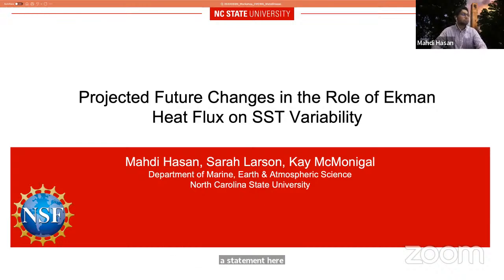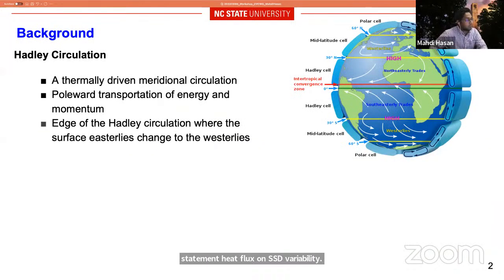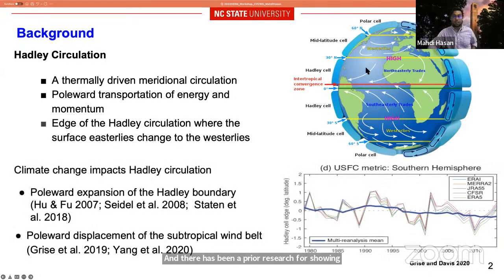So today I'll be talking about, as Sarah said, projected future changes and the role of Ekman heat flux on SST variability. I'll quickly start with a very brief description of a particular type of atmospheric circulation, the Hadley circulation. As you can see in the figure, the Hadley circulation is basically a thermally driven meridional circulation, and it transports energy and momentum towards the pole.